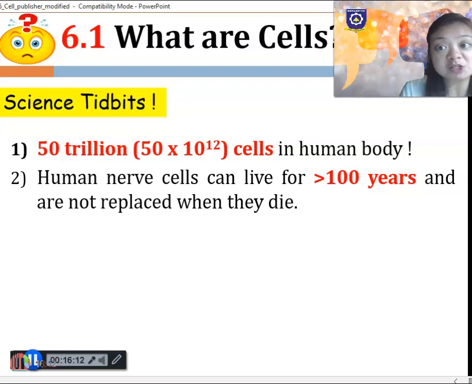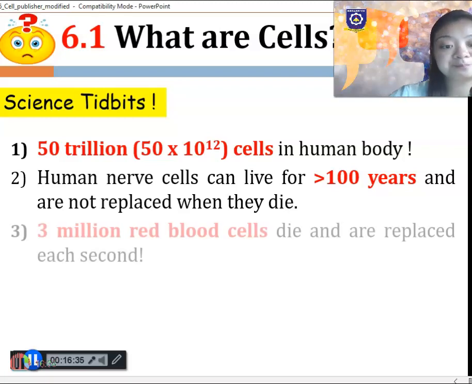But nerve cells, which are found in the human brain, can live for 100 years and they are not being replaced when they die. That means when nerve cells start to die, they are not being repaired. And that's why when people suffer from dementia or even from Alzheimer's disease, it is something that is irreparable because nerve cells are unable to be replaced or repaired.